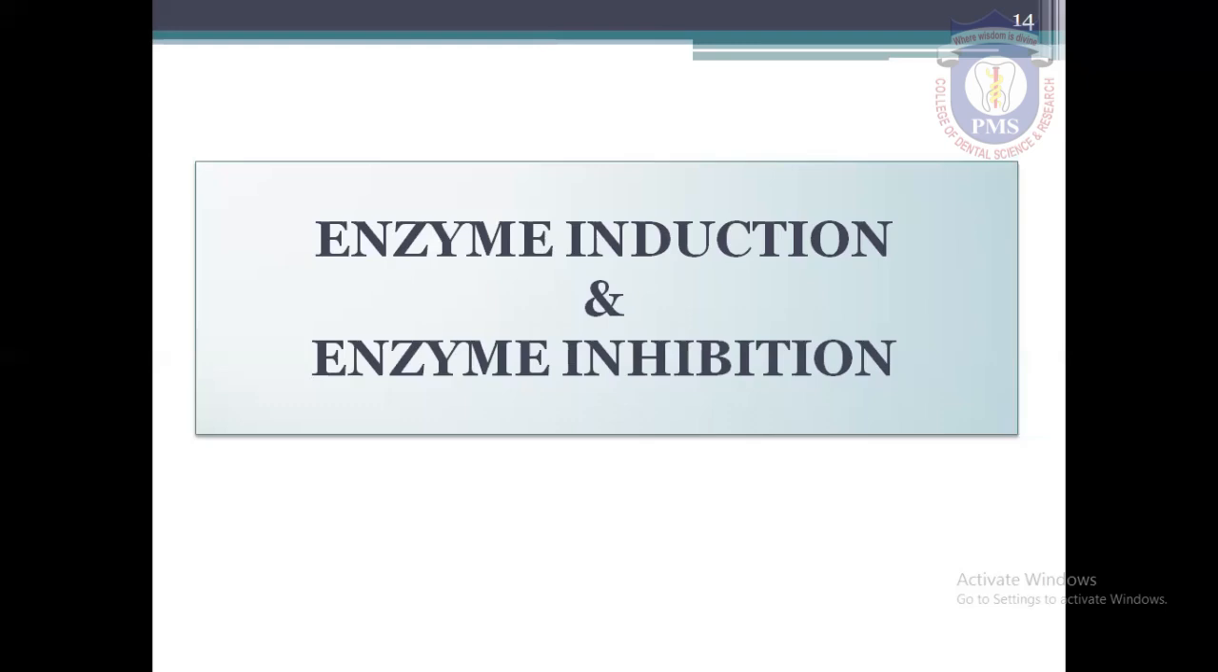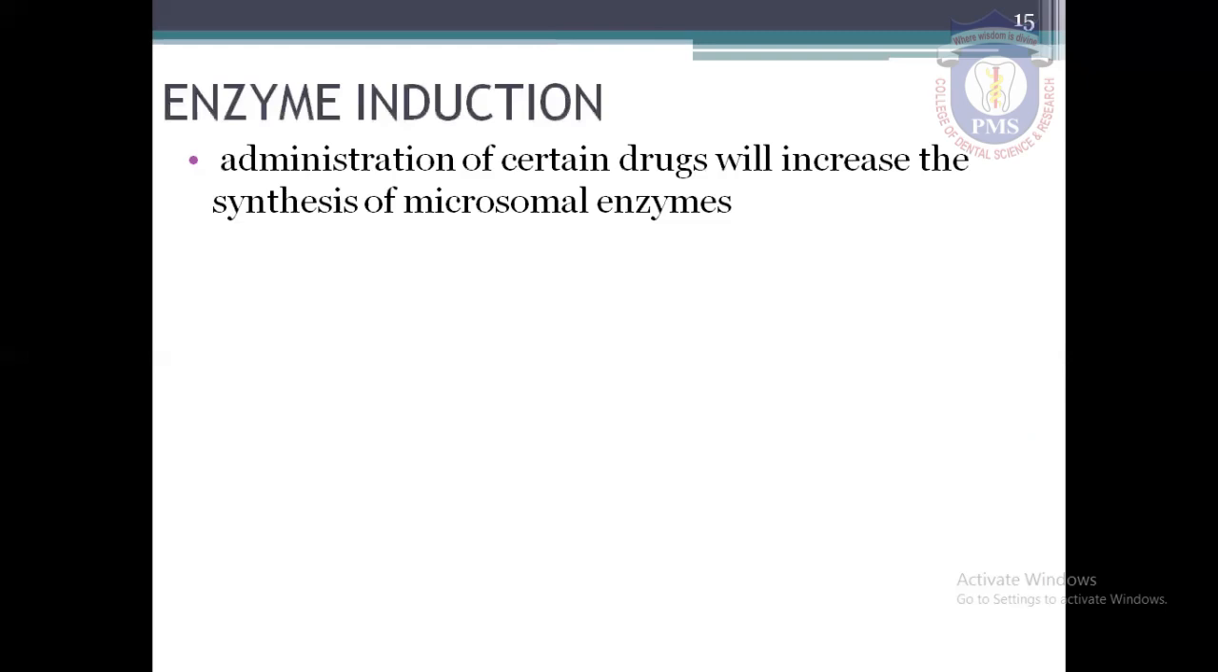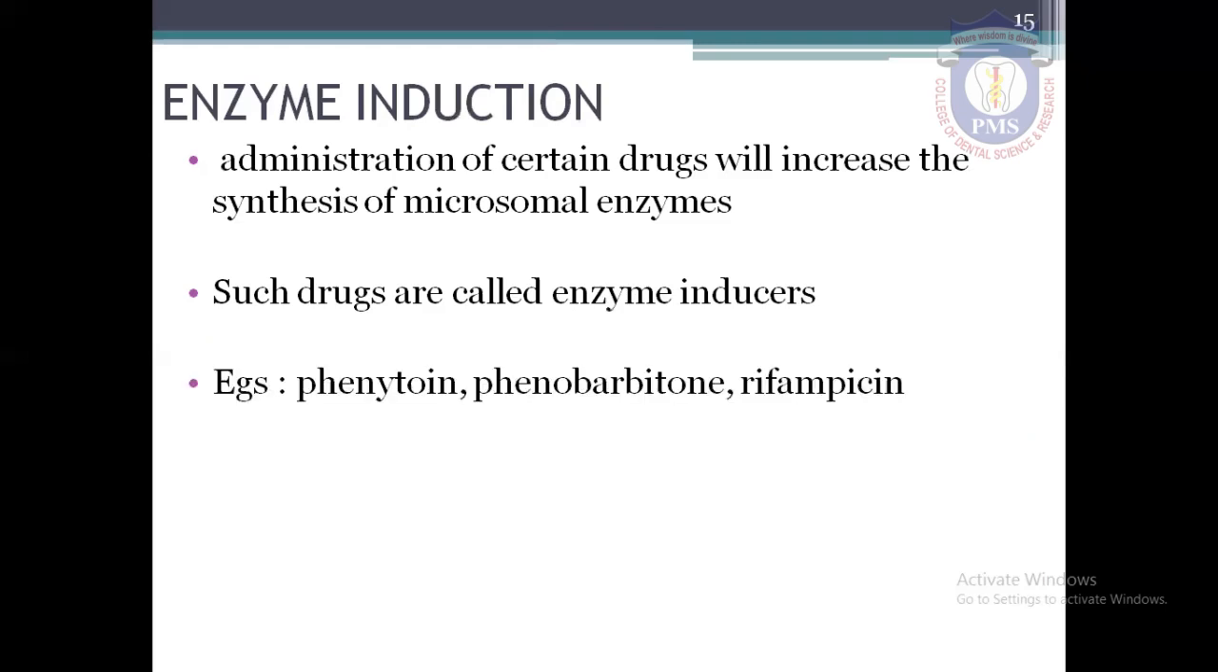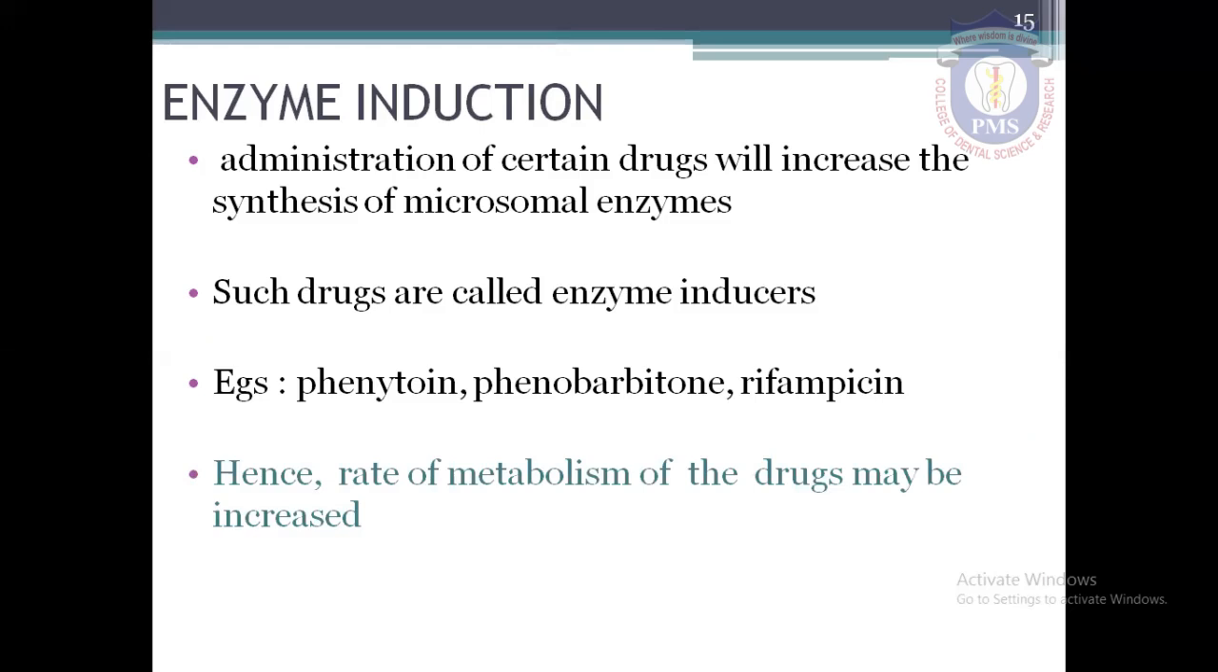Then enzyme induction and enzyme inhibition. Enzyme induction means administration of certain drugs will increase the synthesis of microsomal enzymes. Such drugs are known as enzyme inducers. Examples are phenytoin, phenobarbital, and rifampicin. Hence, the rate of metabolism of the drugs may be increased.